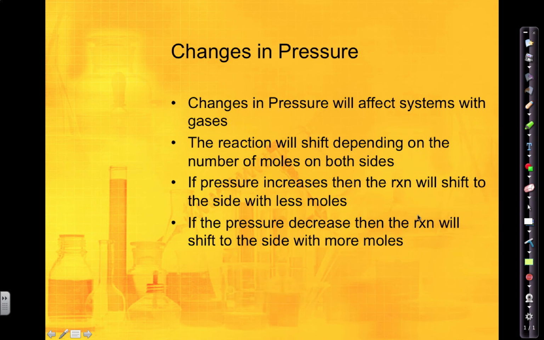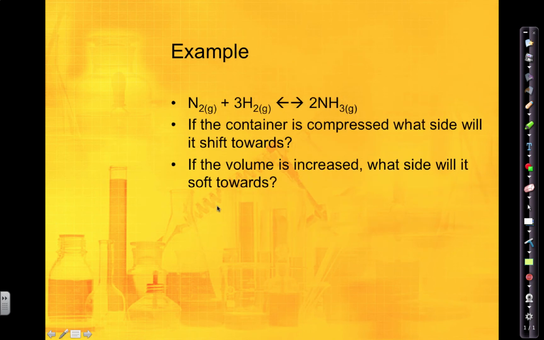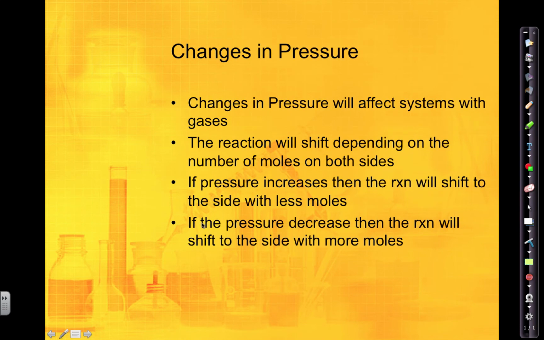All right, so change in pressure. This is only with gases. So if you have a reaction that's in a solution, a change in pressure is not going to affect it. So the reaction is going to shift depending on the number of moles on both sides. If pressure increases, then the reaction is going to shift to the side with fewer moles. So if pressure is increasing, it wants to alleviate the pressure by getting rid of moles. If the pressure decreases, it wants to add the pressure back, and it's going to shift to the side with more moles. So it's going to depend on your coefficients here.